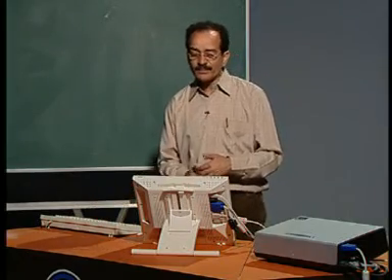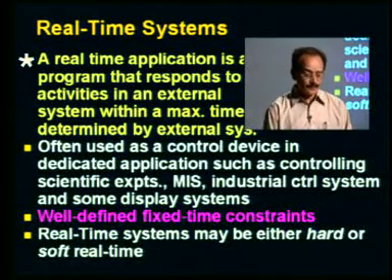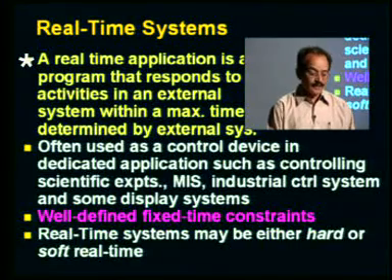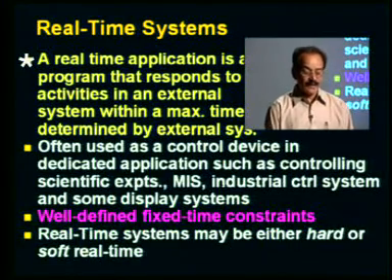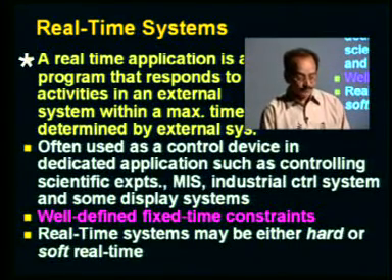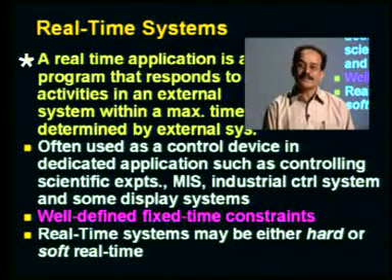Now, the next type of system we have is the real time system. By real time system we mean it may be processing some external processes. There is my application program, based on some sort of interrupts, some sort of response from the external systems, and there is some sort of maximum time determined by the external systems.